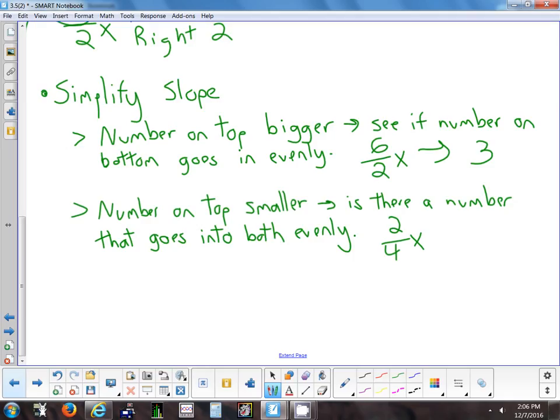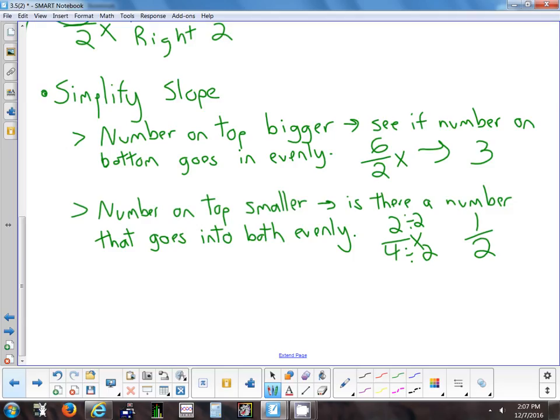Maybe there was a 4 attached to the y, and I had to divide everything by 4 to get y by itself. I might have this type of situation. What number goes into both? 2. So I would divide both things by 2 to simplify it. It would leave my slope as 1 over 2. All right? Last thing. I'll give you guys a second to get caught up.